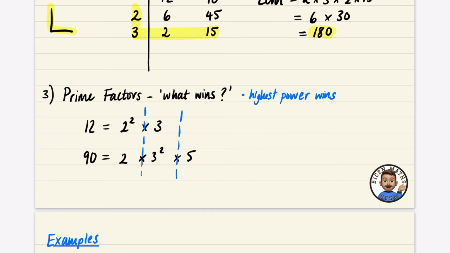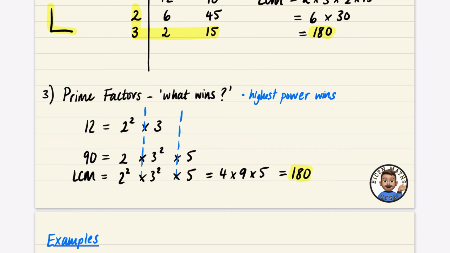For this first section, out of 2 squared and 2, the highest power, I don't know why I'm saying highest common factor, because we're doing the lowest common multiple. The highest power that we have of 2 squared and 2 is 2 squared. The highest power out of 3 and 3 squared is 3 squared. Then out of these ones, we've got 5 or nothing, so the highest one is 5. So the lowest common multiple is 2 squared times 3 squared times 5. That's 4 multiplied by 9 multiplied by 5. 4 times 9 is 36, and 36 times 5 is also 180.